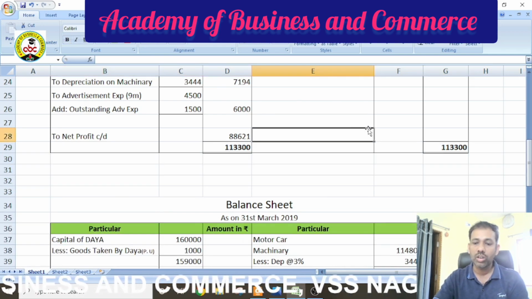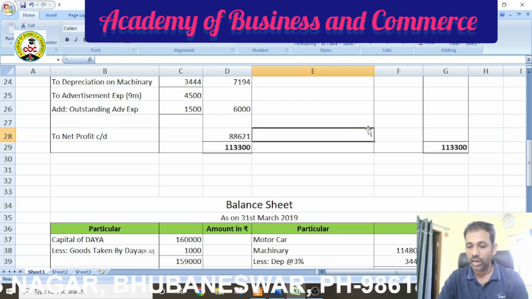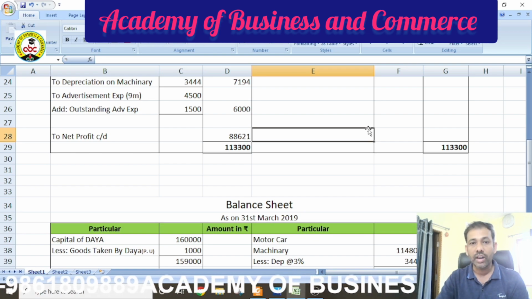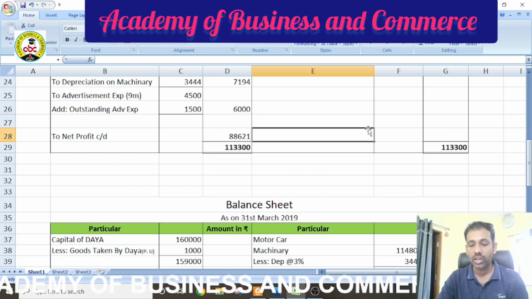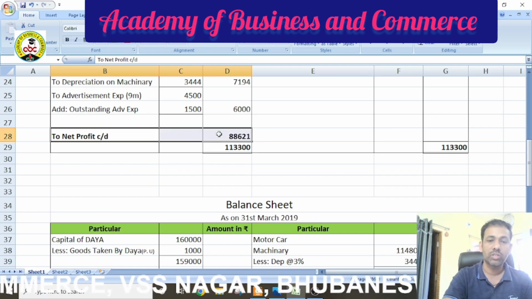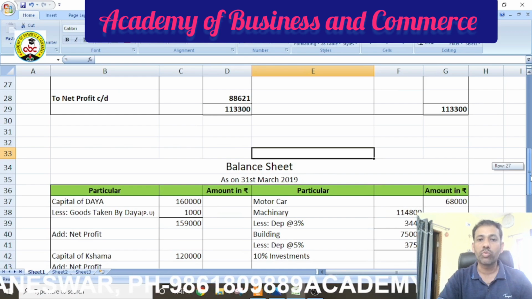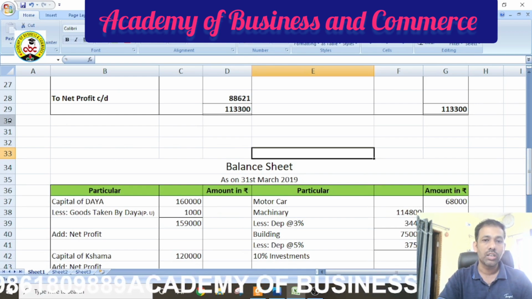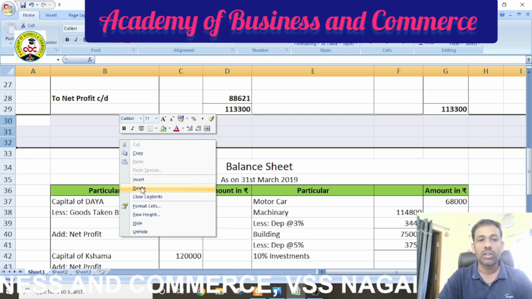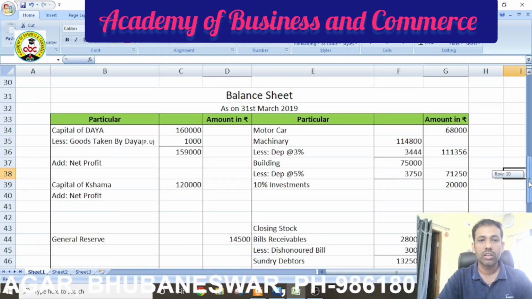Now let us check in the book balance whether it is perfect. Our grand total value of the PL account credit side is 1,13,300, ours is also 1,13,300, and net profit is 88,621. Our value is also matched. This is your net profit amount, which is matched. So it is a very simple concept. Just focus in the proper way. You get the answer, and there will not be a single doubt if you practice slowly. I have discussed it, so I think it will be clear to you.